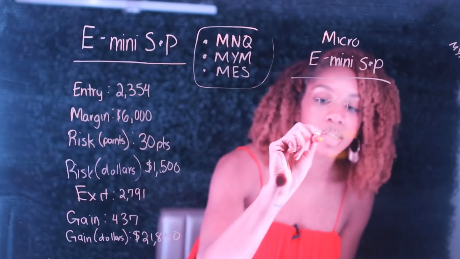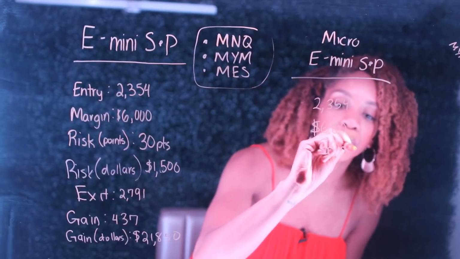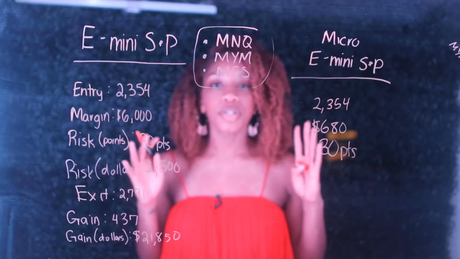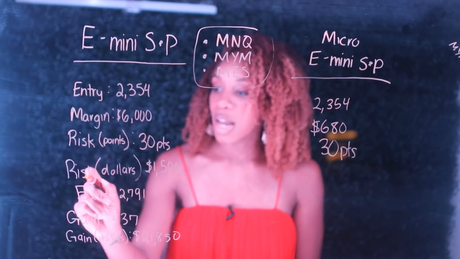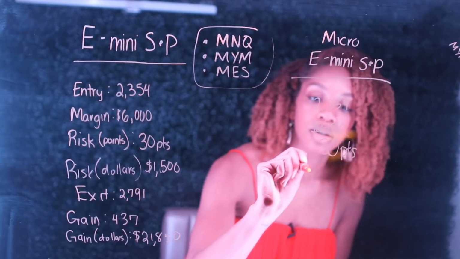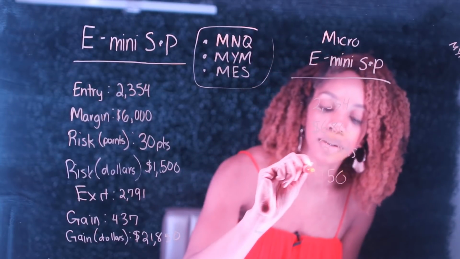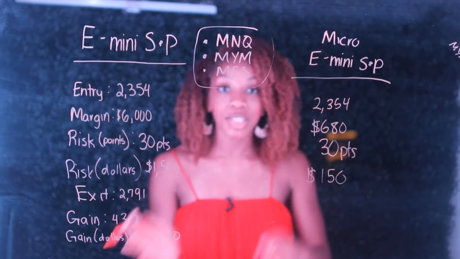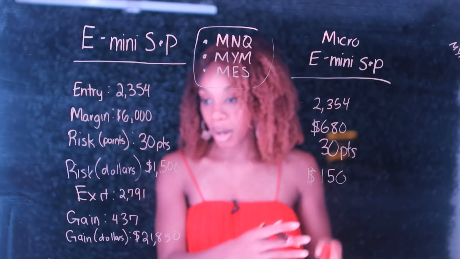And the risk is going to stay the same. Let's say, for example, we're trading and risking 30 points in this trade. So then now we have the risk. Over here you have 15. Well, what is it going to be here? It's going to be 150. That's going to be your risk if you're trading one contract of the micros.